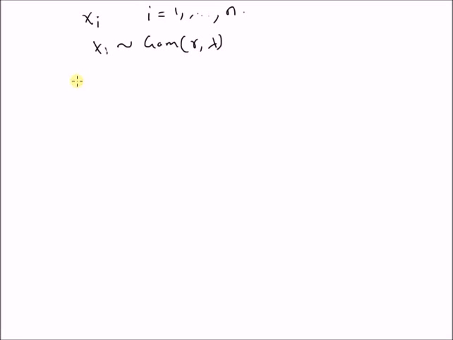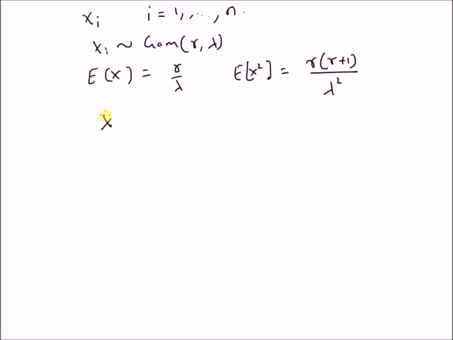So for a gamma distribution, we know that the first moment is given by r over lambda, and the second moment is given by r times (r plus 1) over lambda squared. Now from the observations, we can also find the first and second moments.